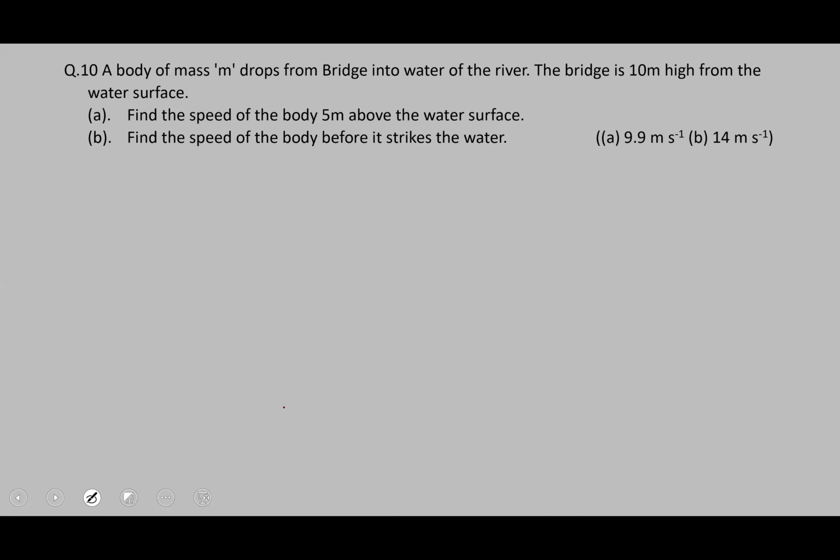Moving on to question number 10: a body of mass m drops from a bridge into the water of a river. The bridge, I think this is question number 9 or 10. So the bridge is 10 meters high from the water surface. Find the speed of the body 5 meters above the water surface, and find the speed of the body before it strikes the water. Now, there are two conditions over here.